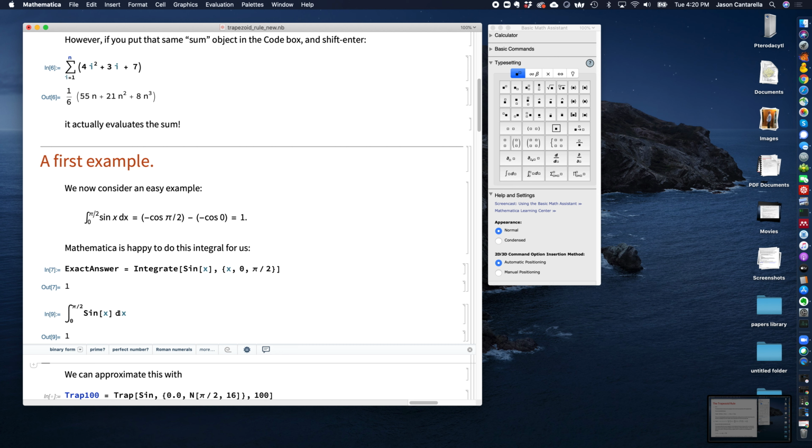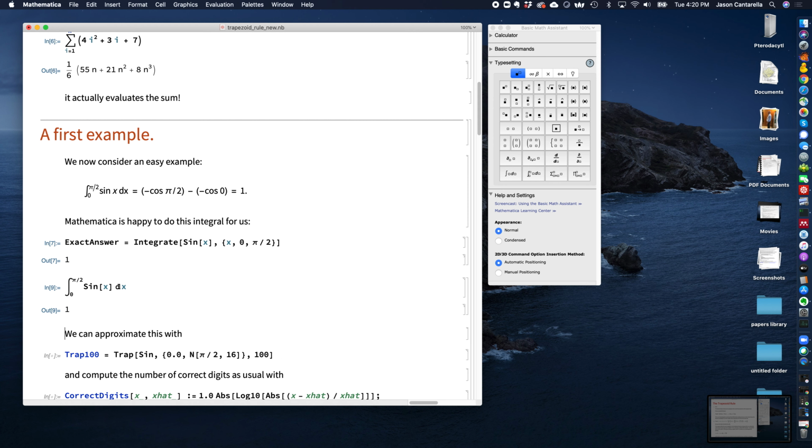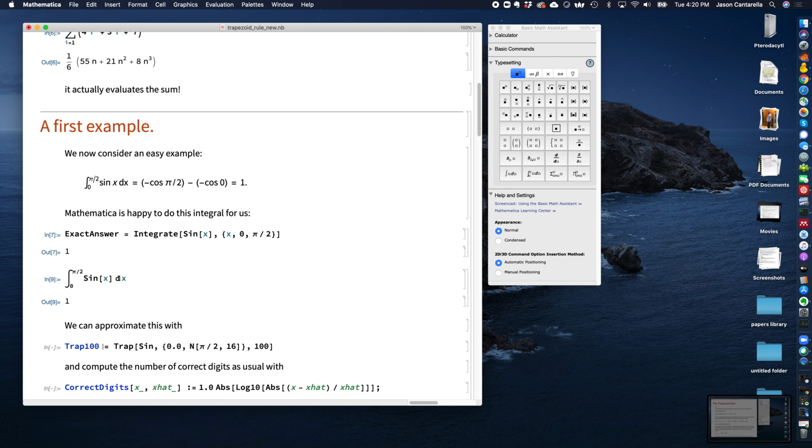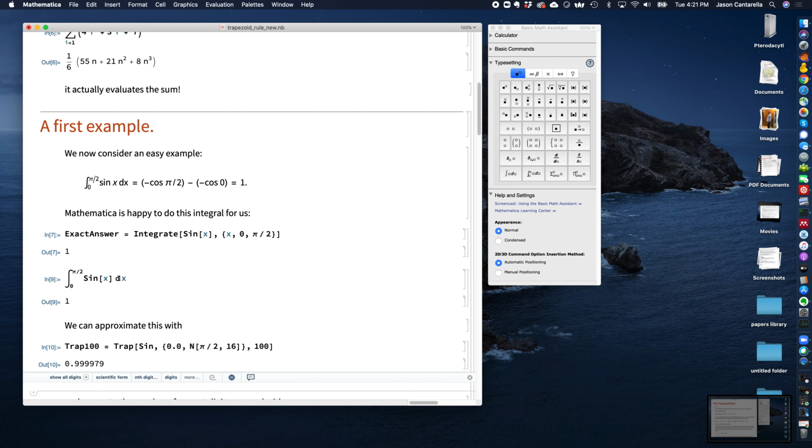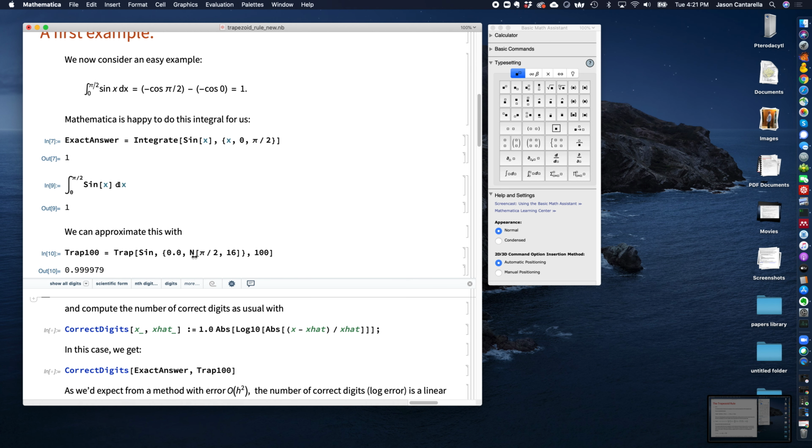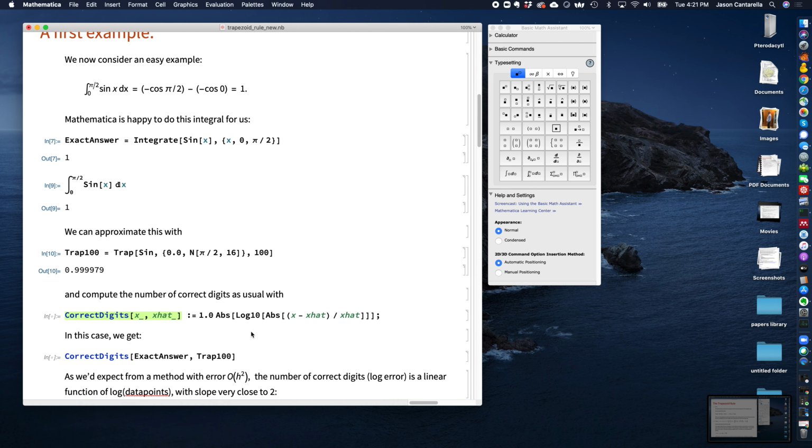Now if I want to compute an approximation using the trapezoid rule, I'll just use our trap code. I'll evaluate pi over 2 to 16 digits. It would be equally good to take pi over 2.0, which converts it to a machine number, with 100 intervals. And you see that we get 0.99979, which is pretty close to 1. Now we can compute the number of correct digits, and we'll do this by taking our usual correct digits code.